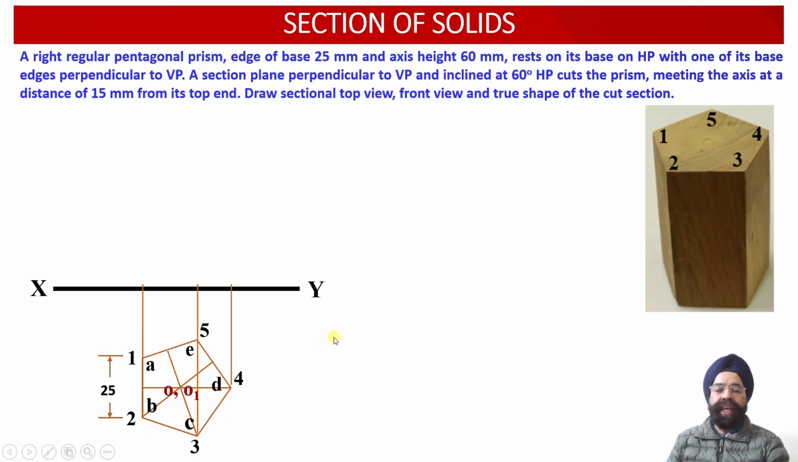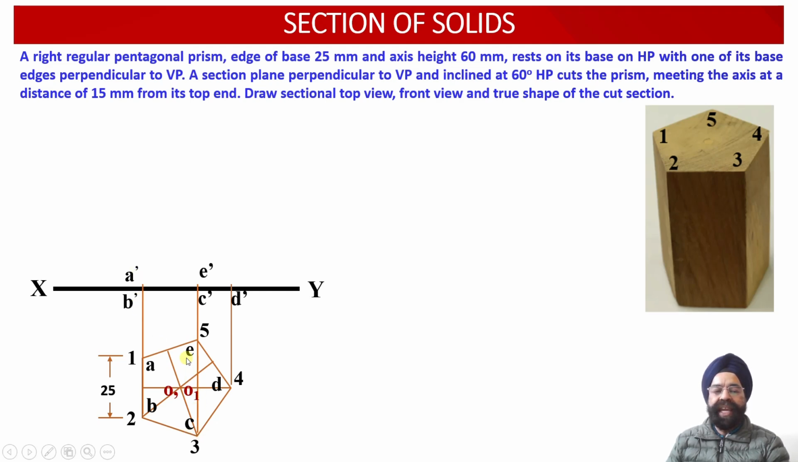Now, having obtained the top view projections corresponding to this pentagonal prism, let us obtain the front view orthographic projections of this prism. Here, points A and B will be projected onto the XY reference line as points A dash and B dash.